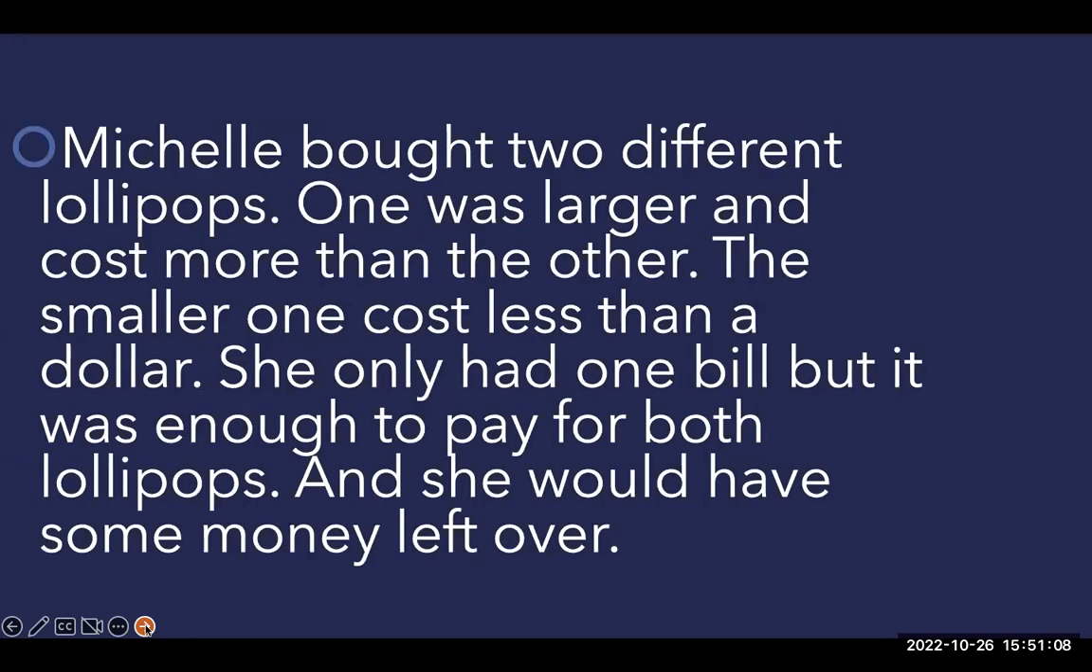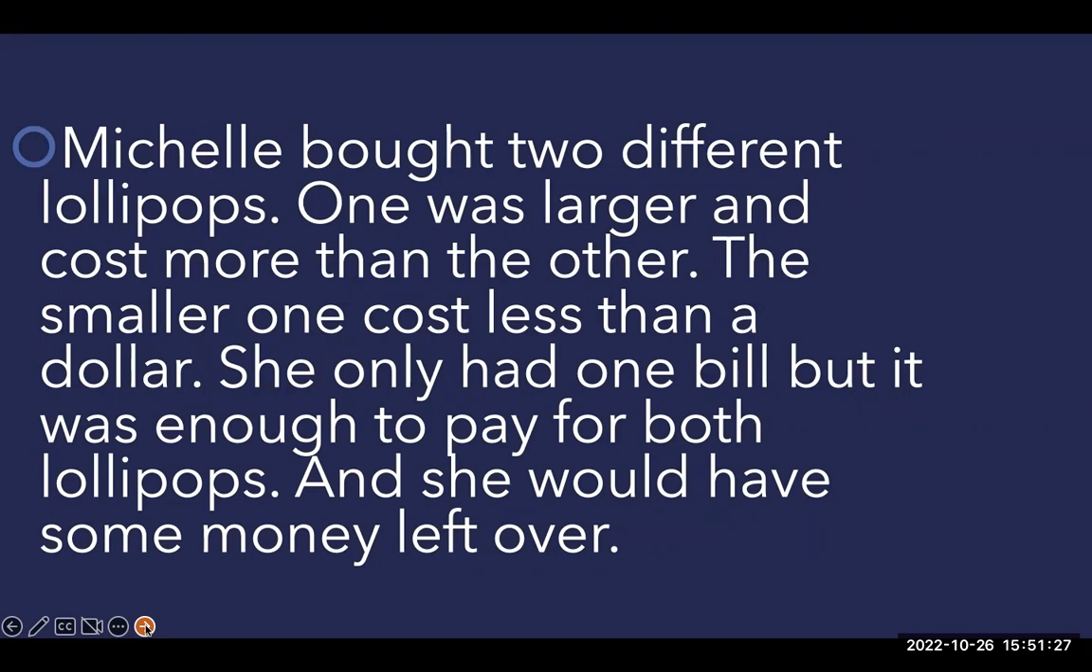Here's a grade 4 example. And again, in 2 different forms. So this isn't just all at once. Michelle bought 2 different lollipops. One was larger and cost more than the other. The smaller one cost less than $1. She only had 1 bill, but it was enough to pay for both lollipops. And she would have some money left over.